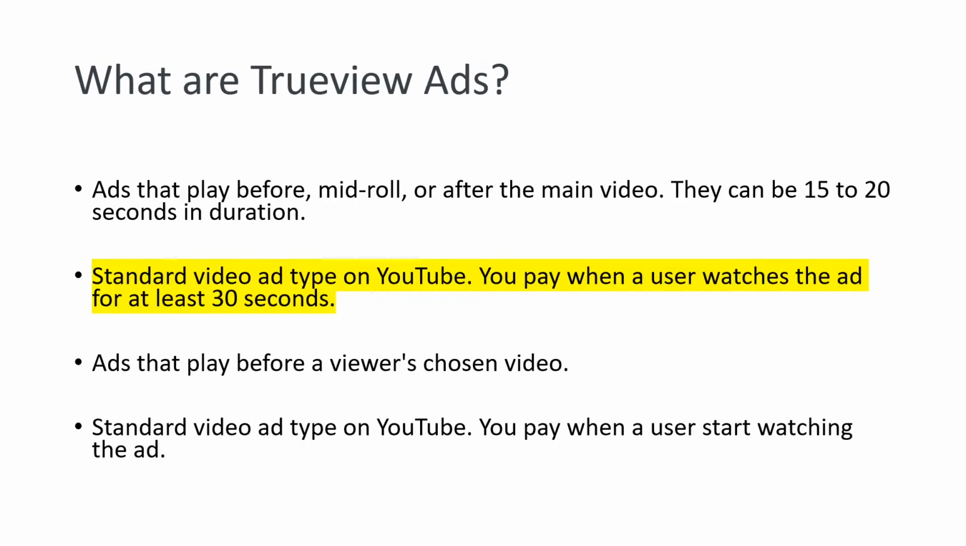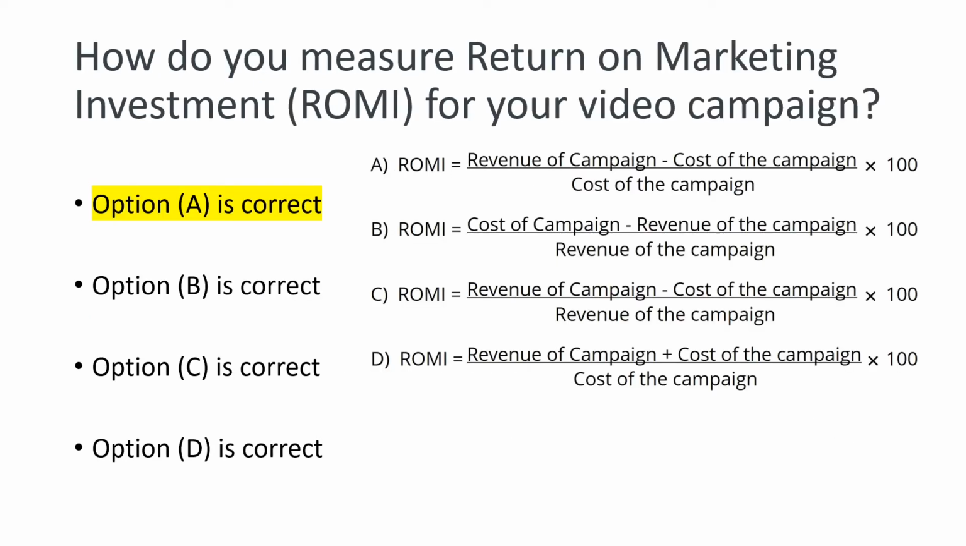74. What are review ads? Standard video ad type on YouTube. You pay when a user watches the ad for at least 30 seconds. 75. How do you measure return on marketing investment, ROMI, for your video campaign? ROMI equals revenue of campaign minus cost of campaign, times 100.